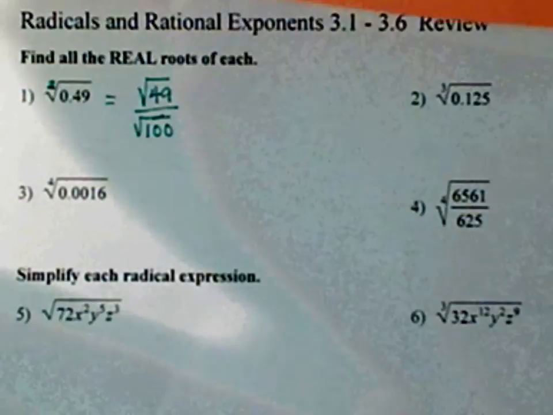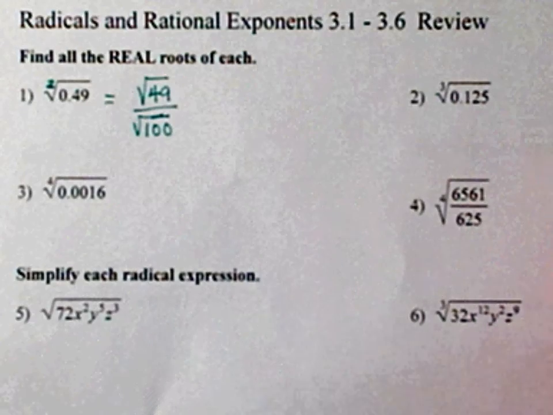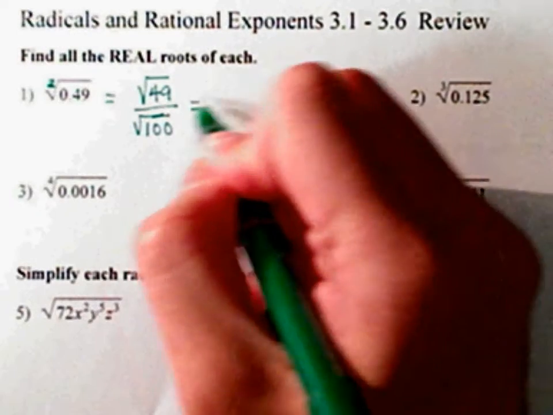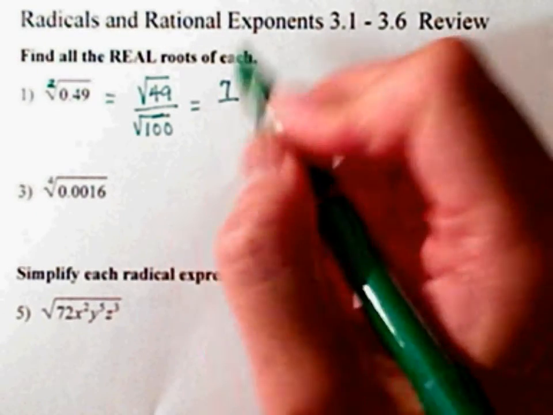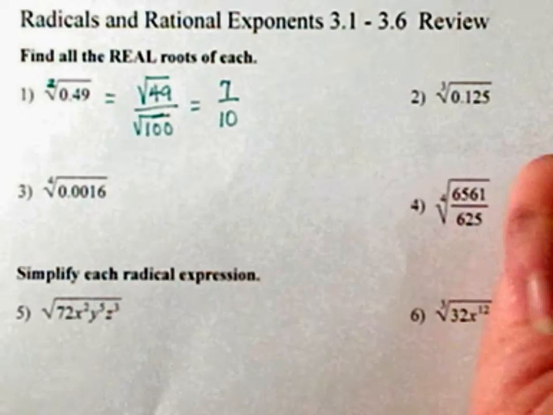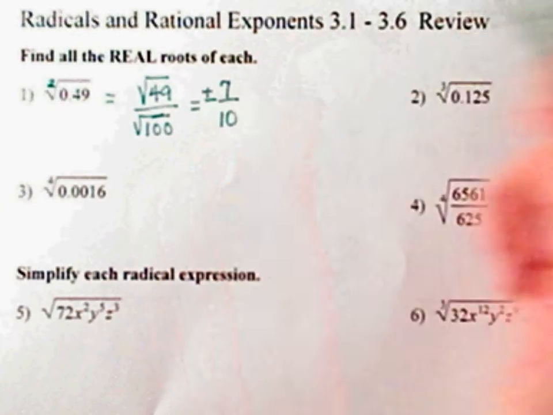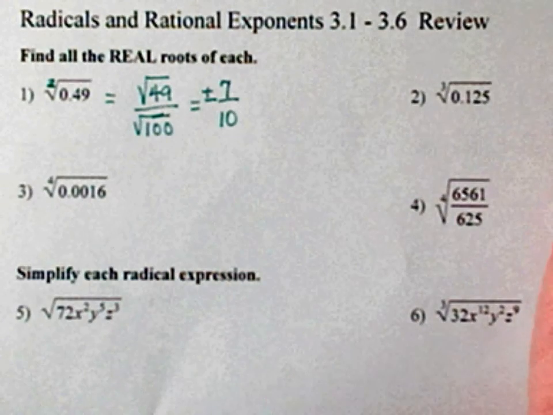Now, you can use this sheet to help you, or you should know your square roots. The square root of 49 is 7. The square root of 100 is 10. It is actually plus or minus. Okay? So your answer is plus or minus 7 over 10.